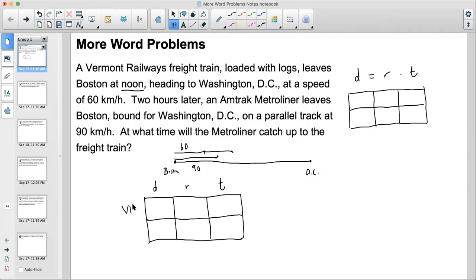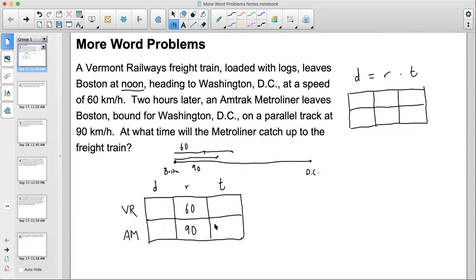Let's say we got the Vermont Railways. That's going to be this one. We'll call that VR. And then the Amtrak Metroliner, we'll call that AM. So this is going to be the distance, rate, and time for the Vermont one and the distance, rate, and time for the Amtrak. One thing I know I can fill in here, I know the Vermont Railways train goes 60, so I can put that in the rate. I know that the Amtrak Metroliner goes 90. So we have these two rates, but we don't have distances or times.